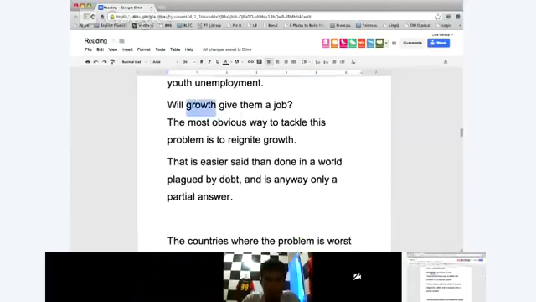But will growth? So growth is when companies make things and the economy grows.